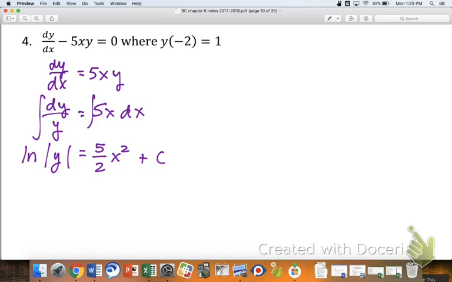Okay, so at this point, if you wanted to plug in your initial condition to find your C, you can do it right now. I personally like to do it right now, so I'm going to plug those in. I know that based on this, that when x is -2, y is 1, so it's going to be natural log, the absolute value of 1 is just 1, equals 5/2 times -2 squared plus c. At this stage, veterans, those of you that have done a lot of these, any ideas on how many points I've earned now?